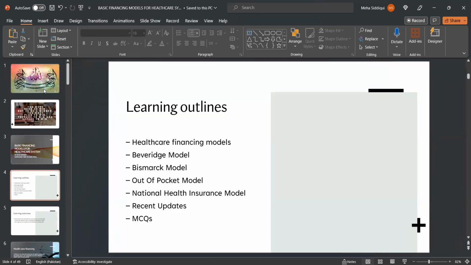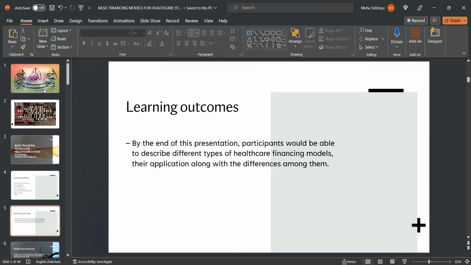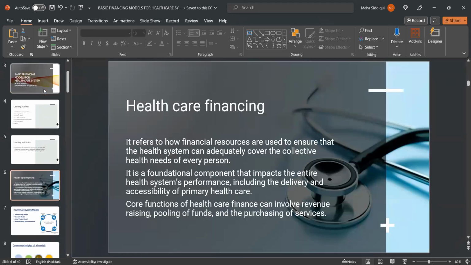Learning outlines: healthcare financing models, Beveridge model, Bismarck model, out-of-pocket model, national health insurance model, and recent updates, MCQs in the end. Learning outcomes: by the end of this presentation, participants would be able to describe different types of healthcare financing models, their application, along with the differences among them.